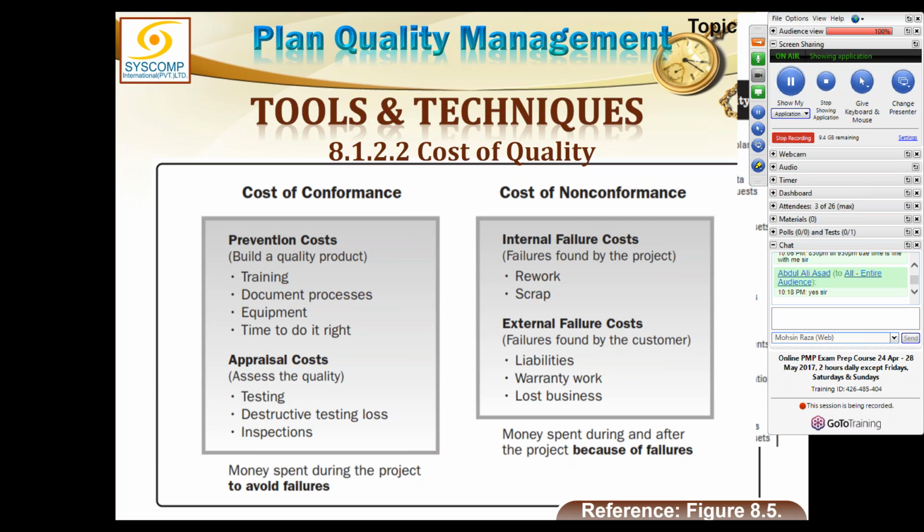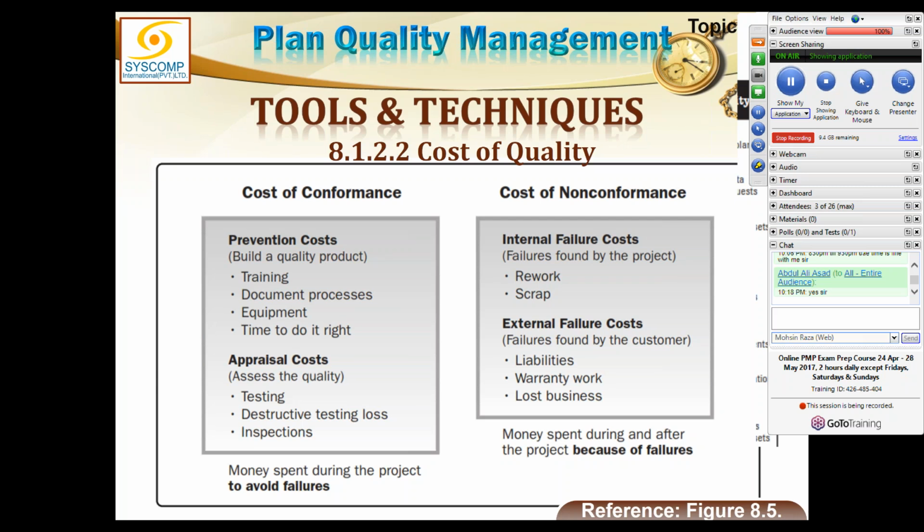So prevention cost might be training your people, documenting your procedures, getting the ISO certification, getting the sensitive equipment for measurements and all that. And time to do it right. The things should be done just in time, the right time they should be done most effectively. This all is the prevention cost.